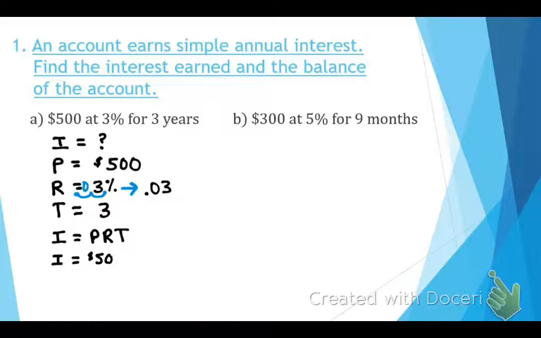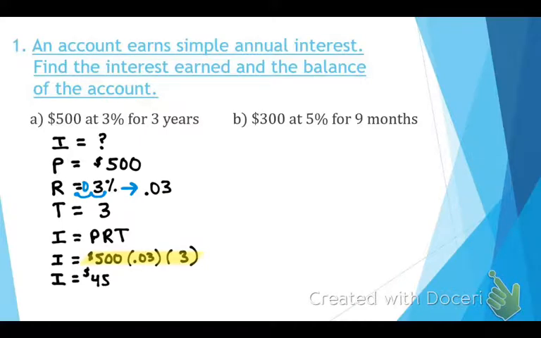$500. Do I know the rate? Yes. What is it? 0.03. Good job. Thank you for telling me to change it to a decimal. And do I know the time? Yes. What is it? 3 years. So now, in order to find my interest, what do I have to do? All you do is you're going to multiply those three things together. All right, guys, as you did that, what did you get for the interest?